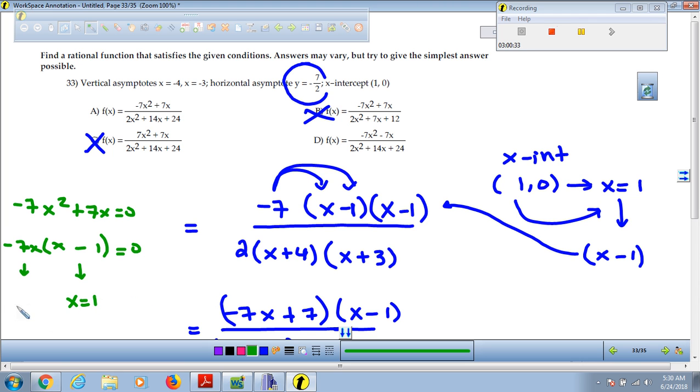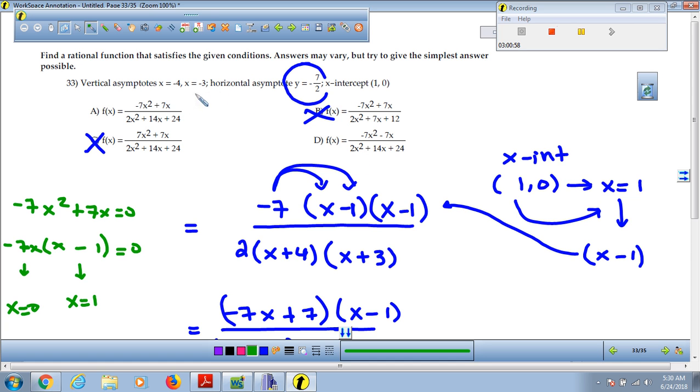This is going to be x equals 0. So, on letter D, I'm also going to have two x-intercepts. One is going to be 0, one is going to be positive 1. The thing is, they're not mentioning to me that there is more than one x-intercept, but I guess they're just trying to confuse us. So it says, find a rational function that satisfies the given conditions. Answers may vary, but try to give the simplest answer. So there's more than one way to write the numerator. Since we have answer choices, we have to stick to what it is.